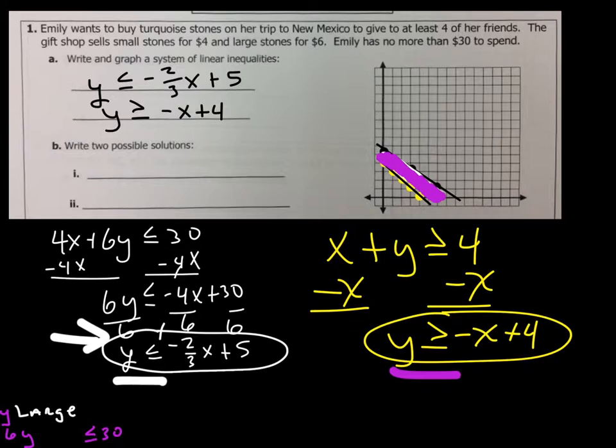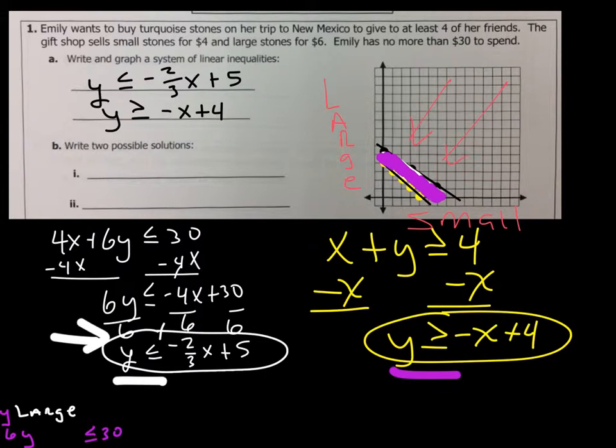Now, I want you to realize that since the x values were the small stones, you need to also label the axes. So this was the small stones, and this was your large stones. Now I'm going to find some place in this area that could be any number in there that will be a solution. So I'm going to pick a point.